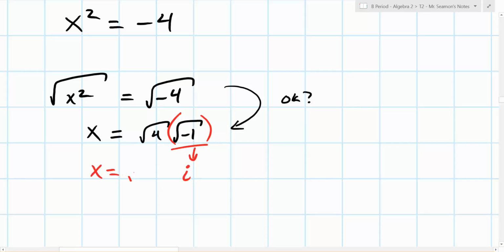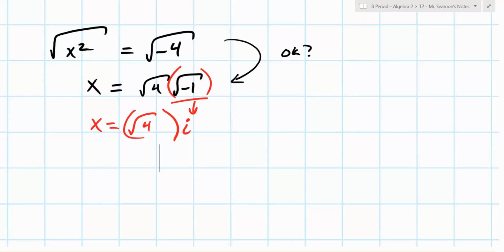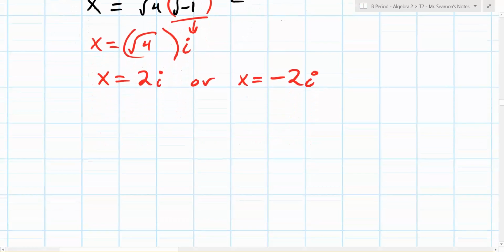So x is equal to the square root of 4 times what? i. What is the square root of 4? When you take the square root, what is it? 2 or negative 2. So x is equal to 2i, or x is equal to negative 2i. Let's check those answers.